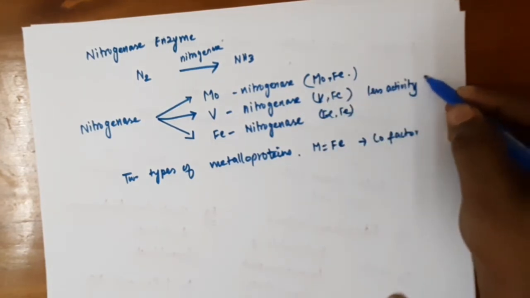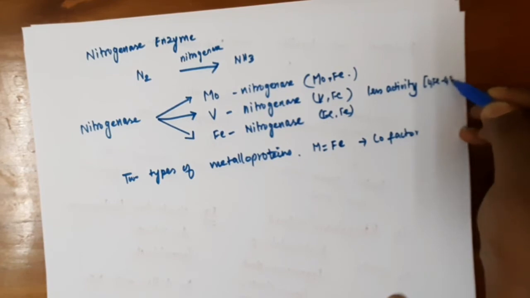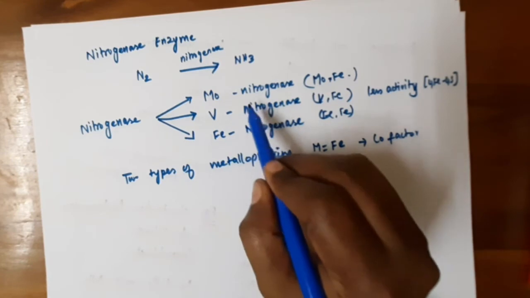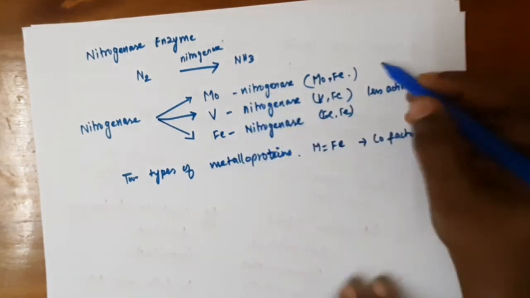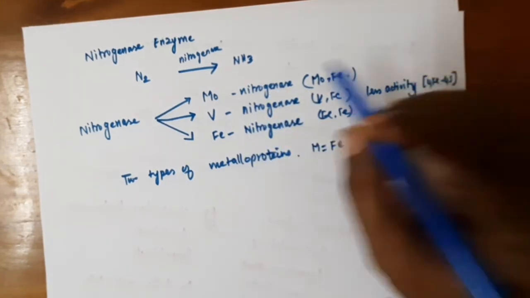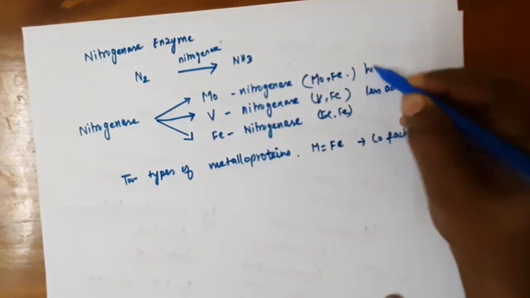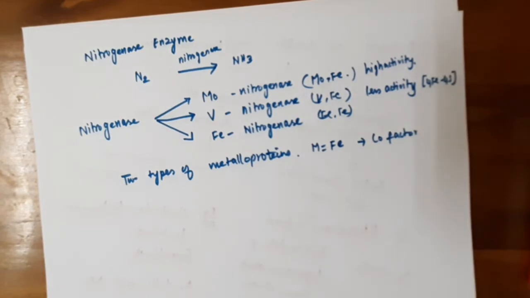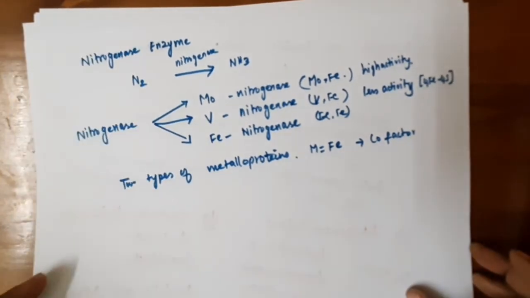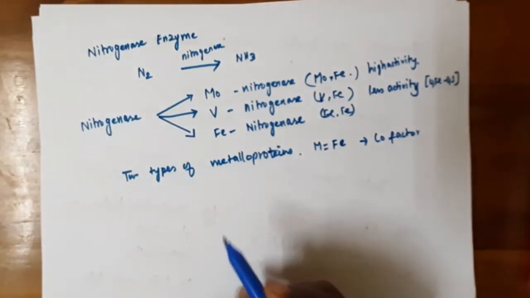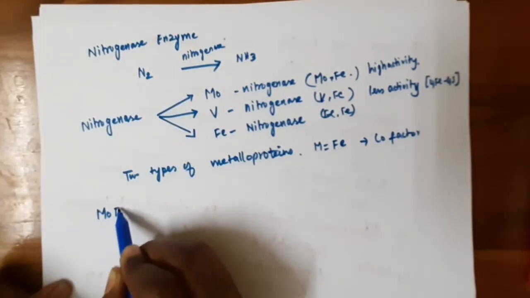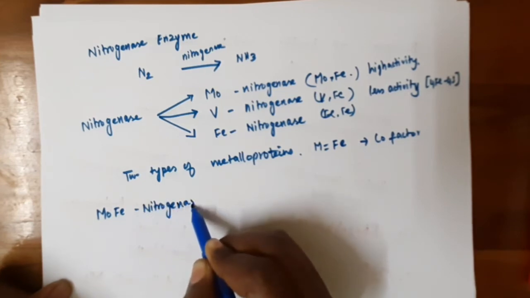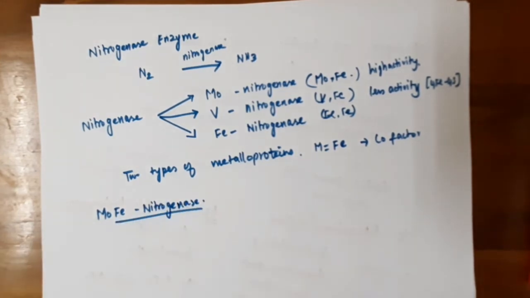In this structure, you see it has 4 Fe and 4 sulfur units. Among these 3, the molybdenum nitrogenase is the more efficient nitrogenase enzyme which facilitates this reaction, and it has high activity. Let's see the molybdenum iron nitrogenase structure.